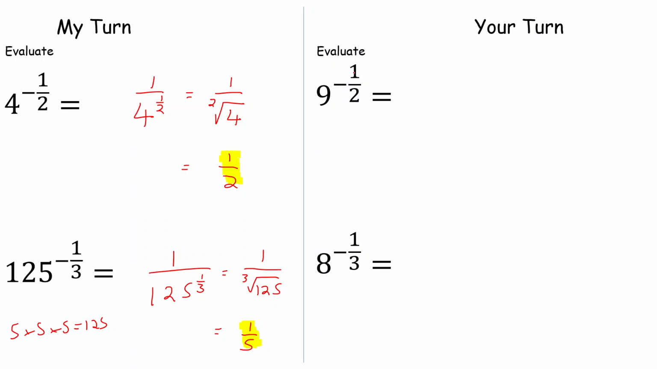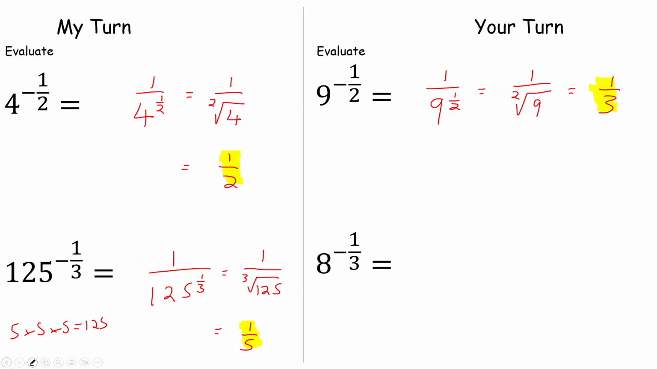Now, here you can see a negative power again, which straight away means reciprocal, 1 over your number, and the power that is given to you is 1 over 2. Okay, so it's going to be 1 over, and then the fractional power means you're rooting your number, which is 9, and you're taking the square root of it. The square root of 9 is going to be 1 over 3. And that is your answer for the first your turn.